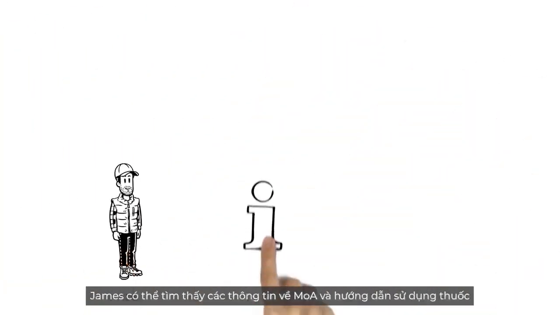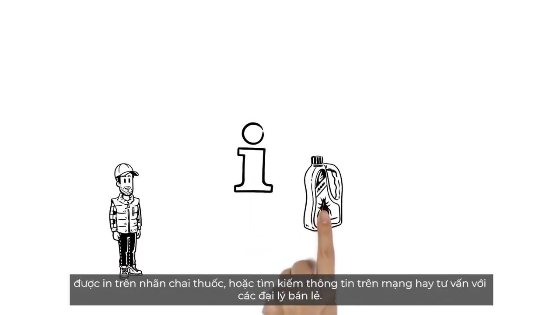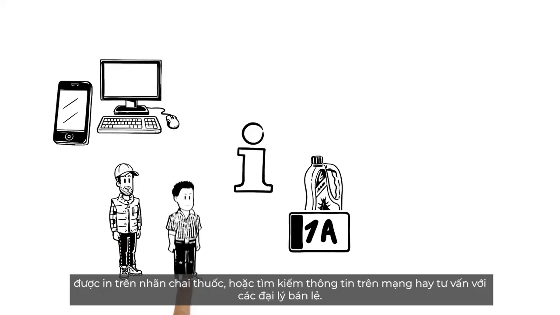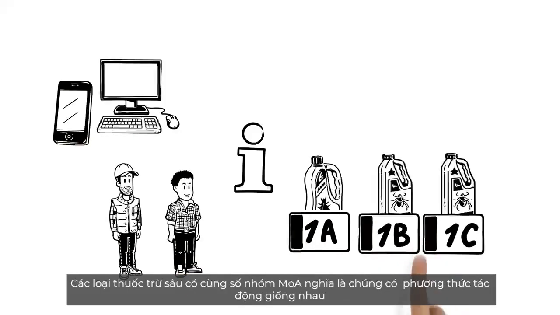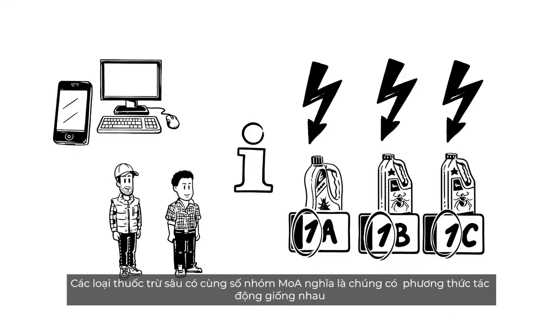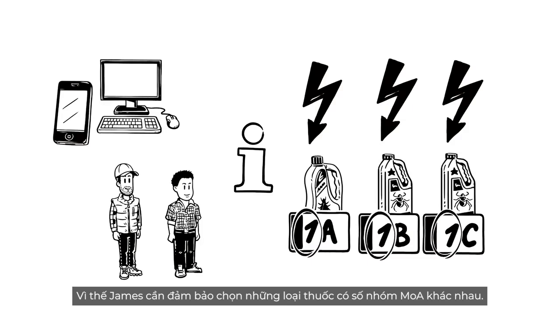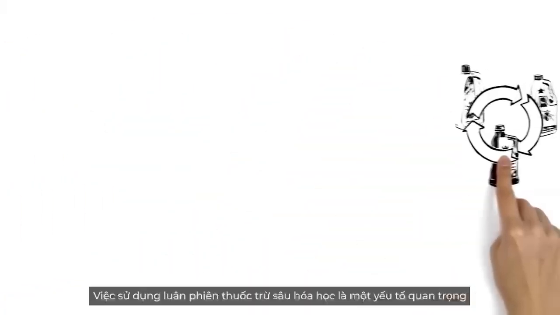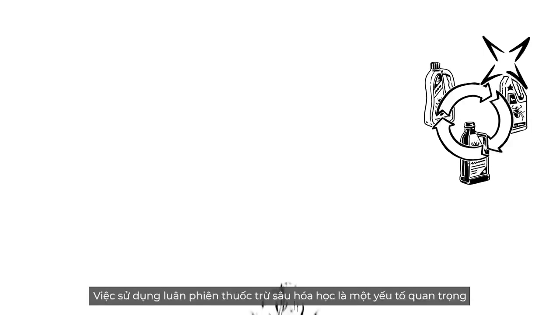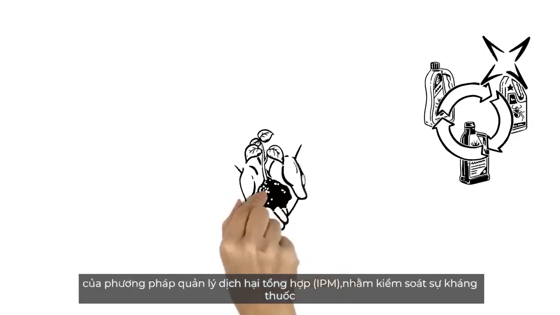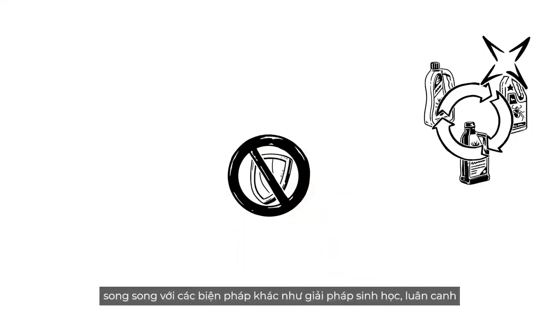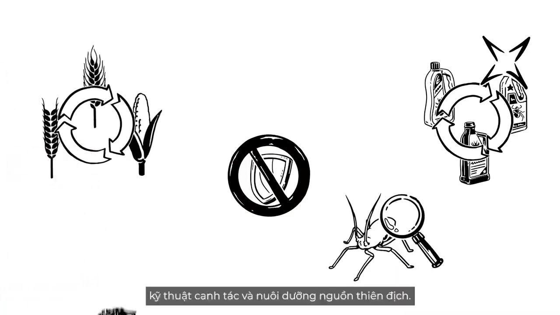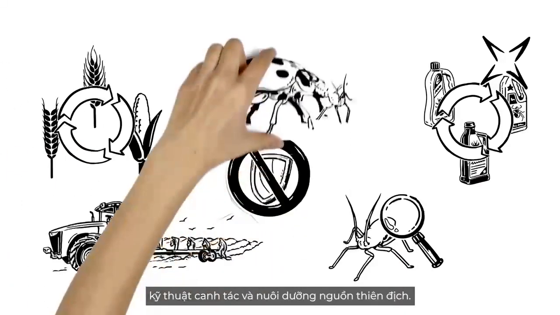James can find information about what mode of action an insecticide uses printed on many bottles, online, or by asking the retailer. All insecticides with the same number share the same or a similar mode of action, so James makes sure to pick ones with different numbers. The rotation of chemical insecticides is an important element of an integrated approach to combating resistance, along with non-chemical practices like pest monitoring, crop rotation, soil tillage, and the encouragement of predators.